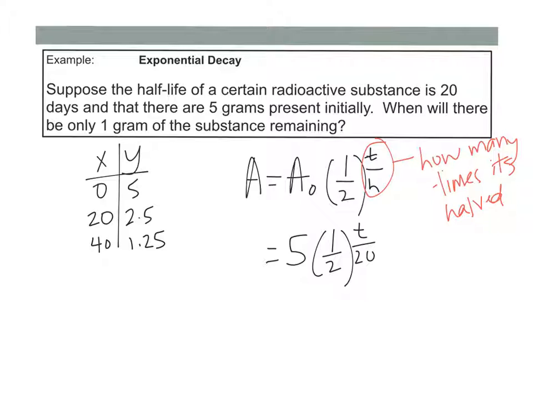There's only one spot for the 1 to go. It's right there. So on the other side, we're trying to figure out what is the value of t so that 5 times 1/2 to the power of t over 20 is equal to 1. That's what we're trying to figure out. It's pretty straightforward, I think.